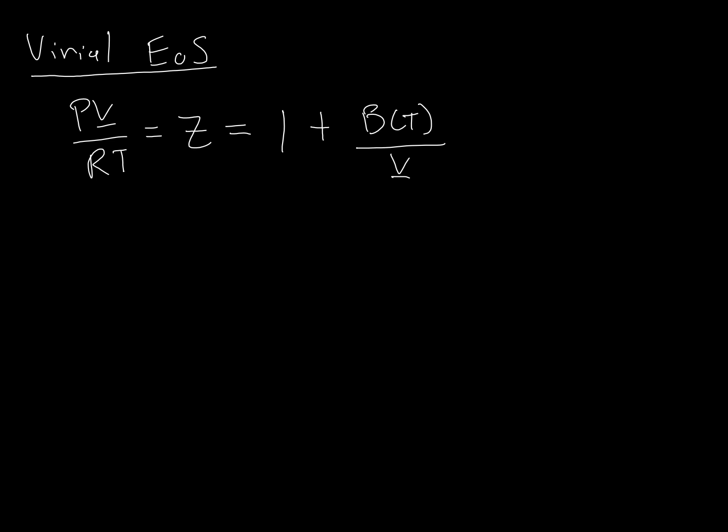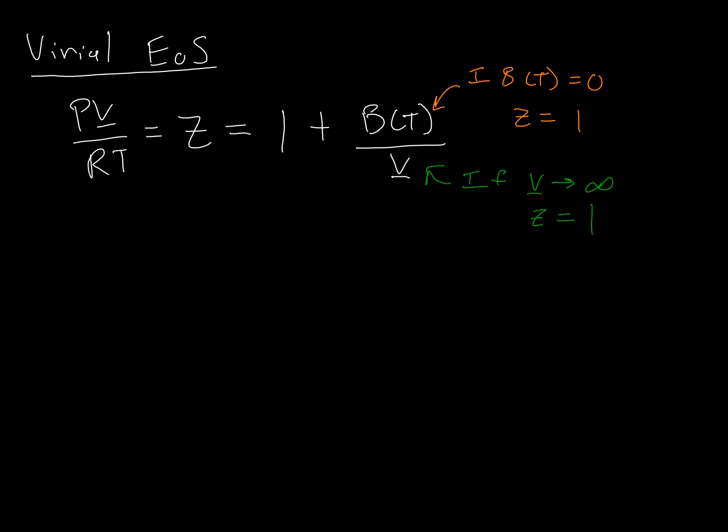So if, for example, the virial coefficient B of T is equal to 0, then Z is equal to 1, which basically means that we have an ideal gas. Or if V approaches infinity, again, Z is equal to 1, we have an ideal gas.